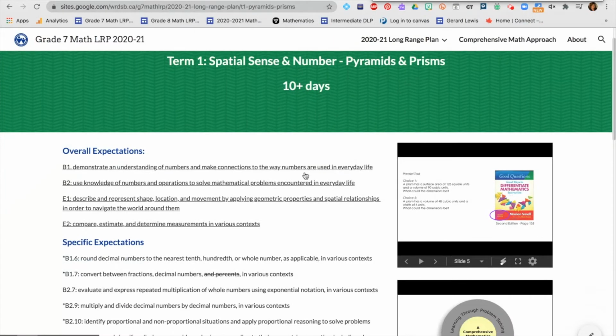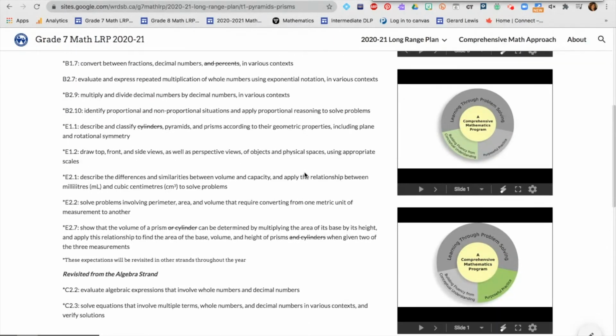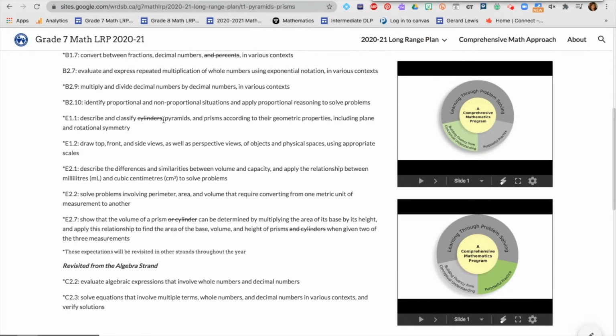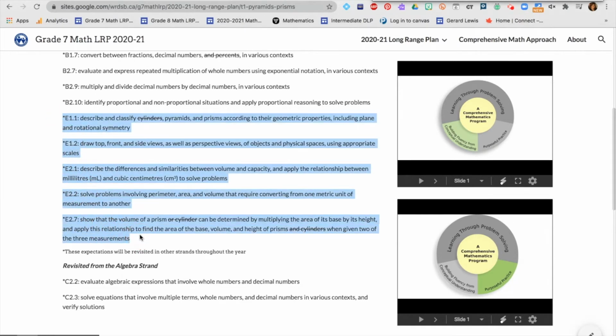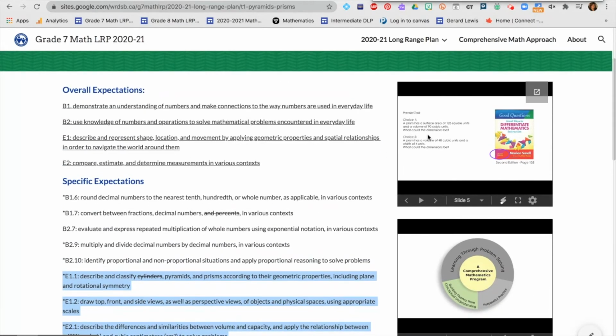Yeah, they look a little messy, don't they? The word cylinders is crossed out because we will not be focusing on cylinders until second term, at which point all of these spatial sense expectations will be revisited. You may have also noticed that some of the activities are addressing surface area, yet there's no expectation that states surface area. This is one of those new curriculum gaps we need to address this year to adequately prepare the grade 7 students for future math content.